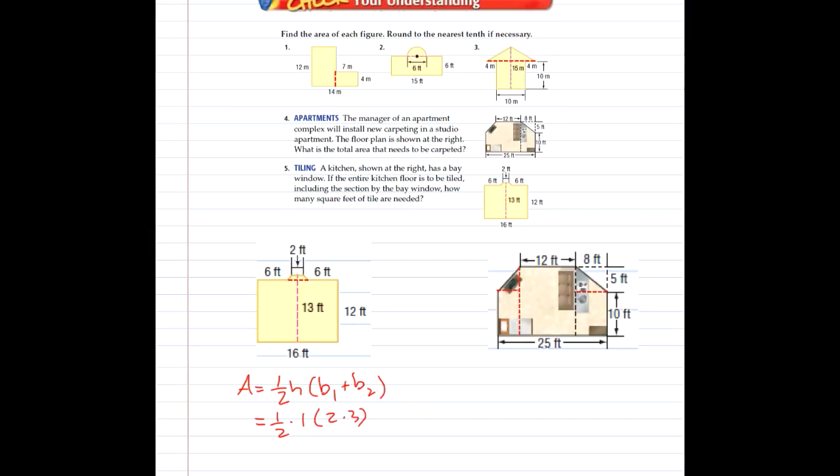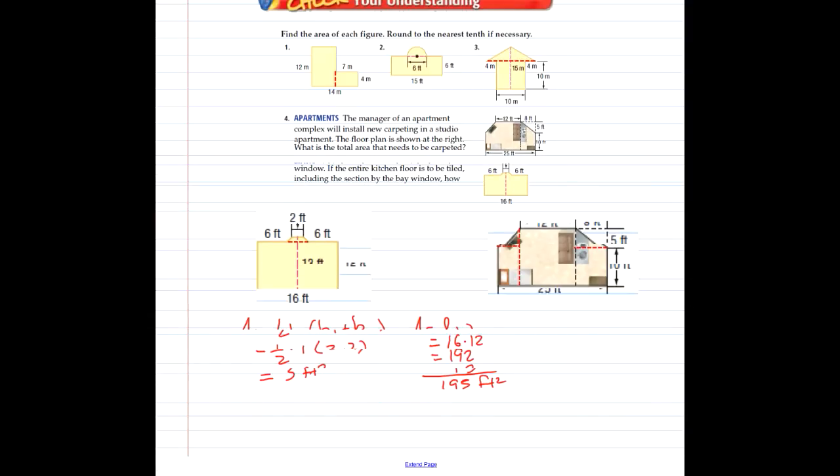So my area of that particular trapezoid should be 3, because 1/2 times 2, those would simplify out. My area there is 3 square feet, which leaves me with a rectangle of 16 by 12. 16 times 12 is 192. Add my 3 to that. So the area of this figure is 195 square feet.